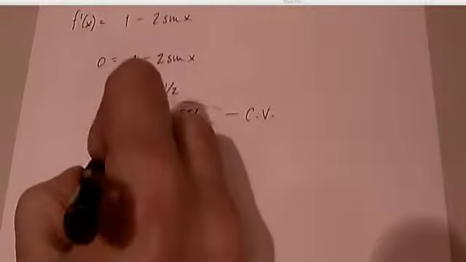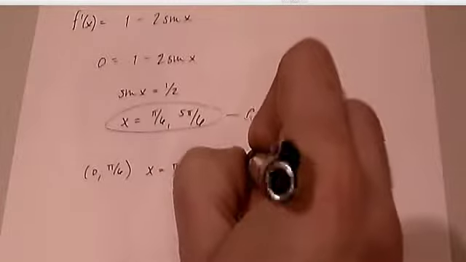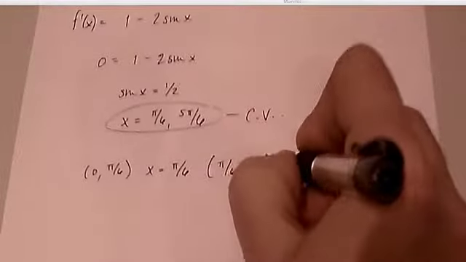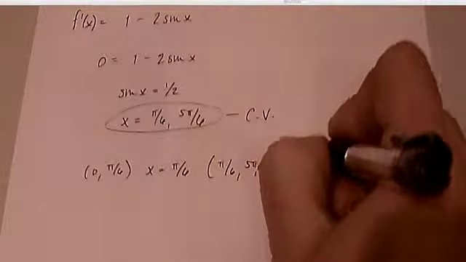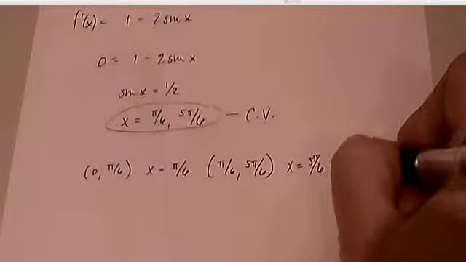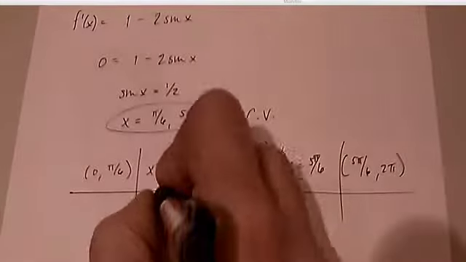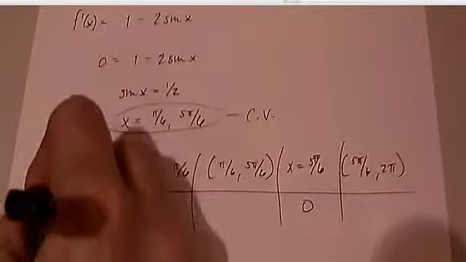Let's go ahead and do a sign chart. And I know that it's going to be 0 to pi over 6. x equals pi over 6. Pi over 6 to 5 pi over 6. x equals 5 pi over 6. And then 5 pi over 6 to 2 pi. Zip. Right there. 0 and 0.